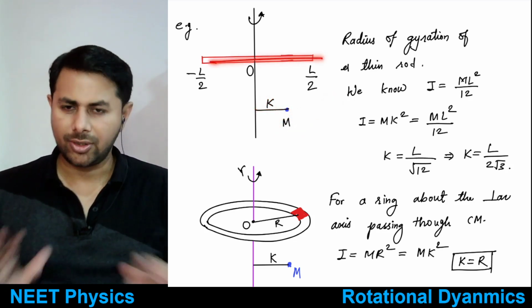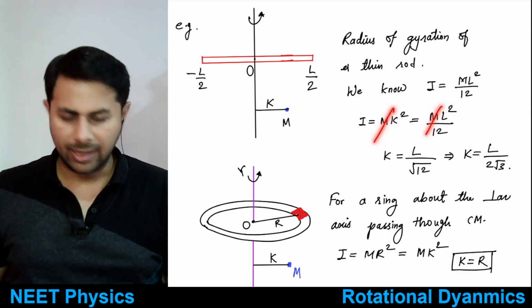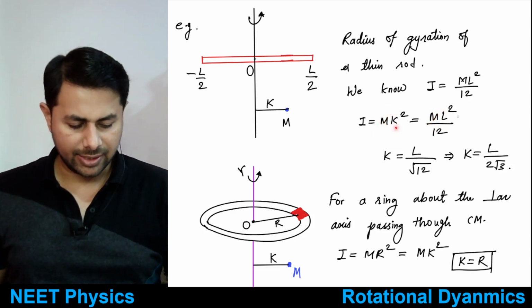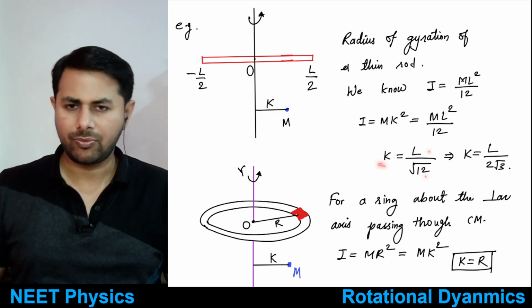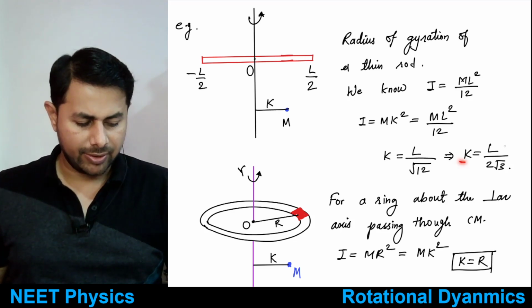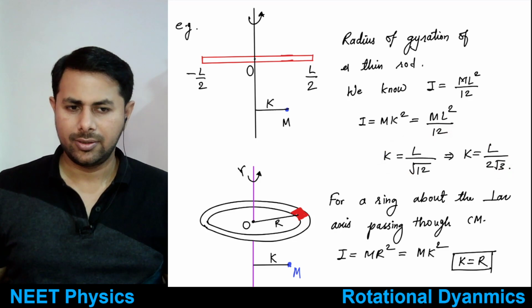So Mk square is just equal to the moment of inertia of this body, which is Ml square divided by 12. Cancel out M and M, then what do you get? K square is L square divided by 12, and therefore K is equal to L divided by root 12. That is, K is equal to L upon 2 root 3. Okay. Is this thing clear?